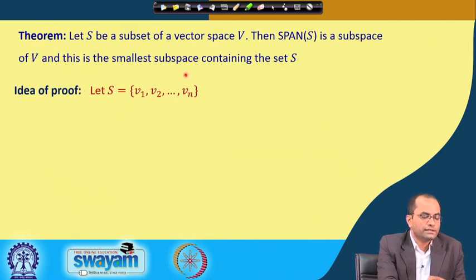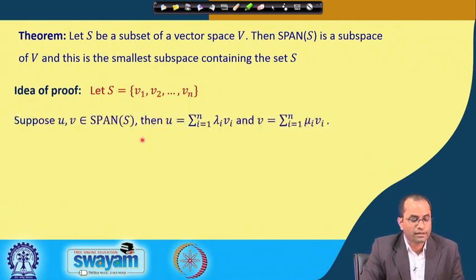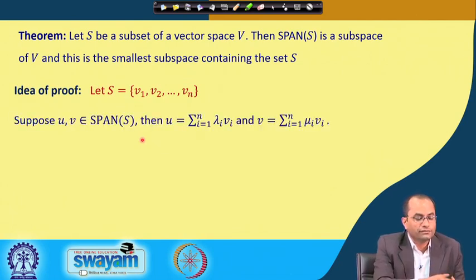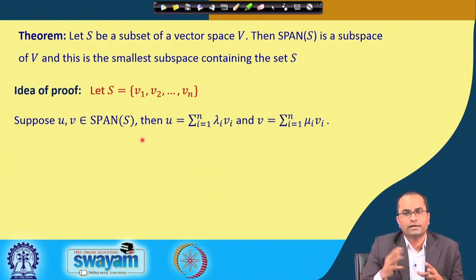We take, let us say, our set S, which contains v1, v2, v3, up to vn. These are the elements of S, and what we will show is that the span of S is a vector space of V. For showing this, we need to show two properties, because we are talking about a subspace: the closure properties. That means you take any two elements of this set, and their vector addition should also belong to the same set, and also when we multiply by a scalar, the new element should also belong to this set.